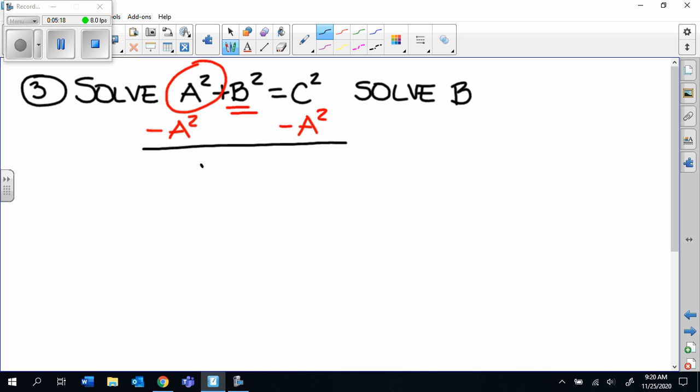So we've got b squared equals, and then here, is there a right way to write this? I don't know. I always like to write it so that we're not starting with a negative if possible. So I would do this.